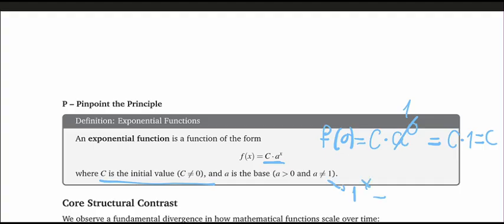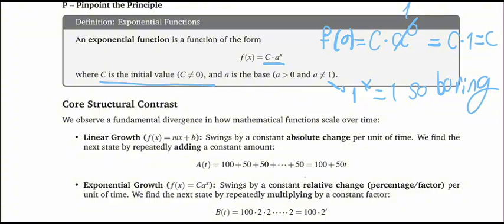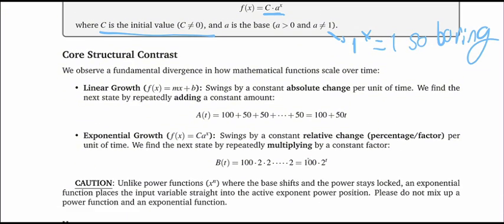So 1 to the x would just be 1. So boring. We want to keep the exponential function reserved for something worthy, something that's actually different to study. If this were actually just 1 times c, it would just be a constant c. Okay, now let's actually take a look at this scenario.